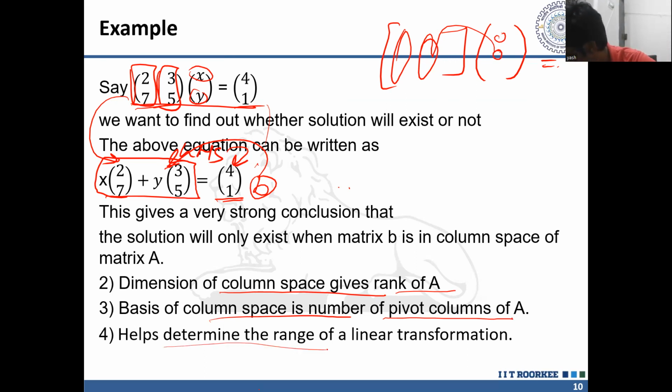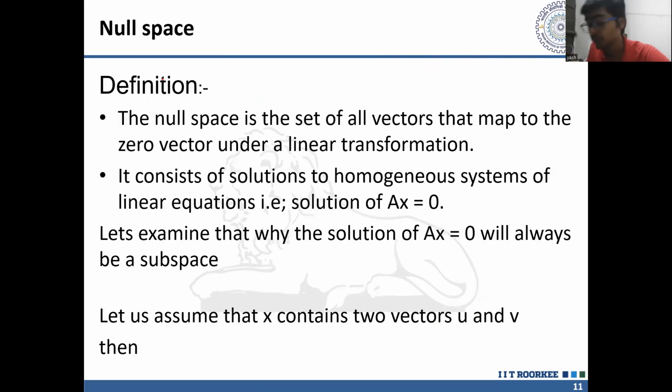And fourth, it helps in determining the range of a linear transformation, because, since we have seen this, all these combinations basically vary over its whole range. Now coming to the third and most important subspace, which is the null space. Null space is the set of all vectors that map to the zero vector under a linear transformation.